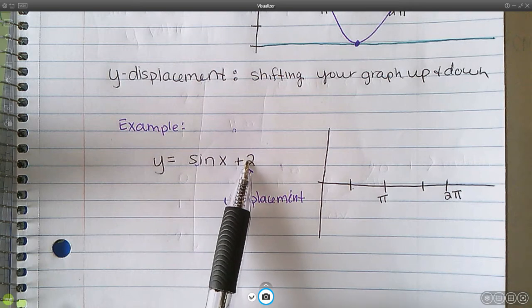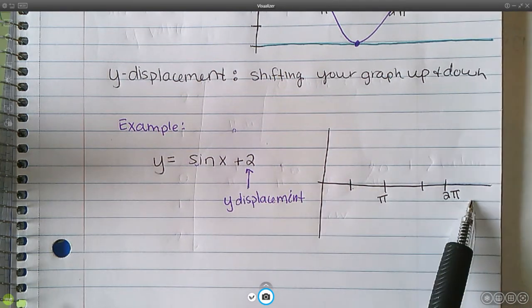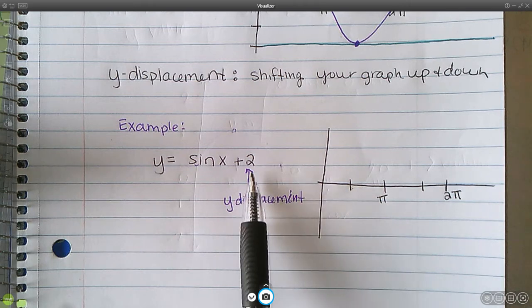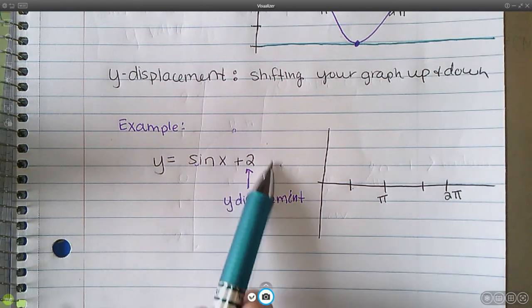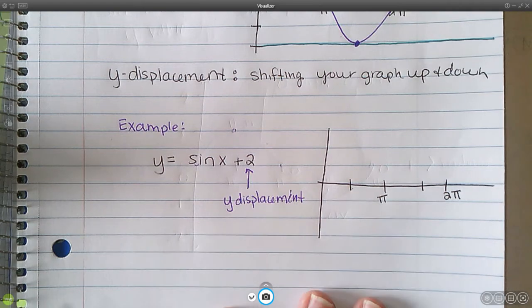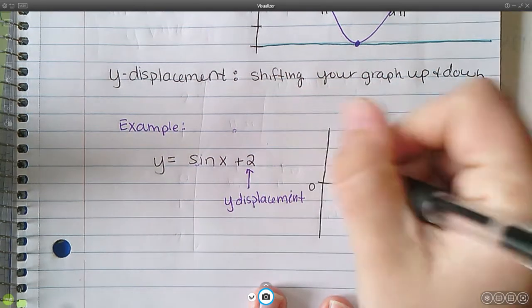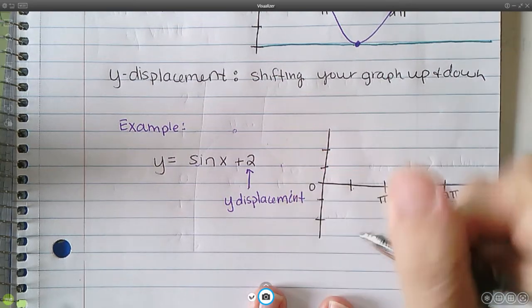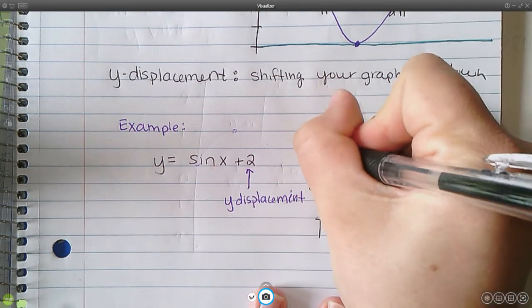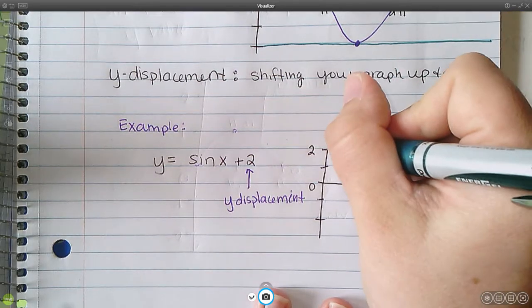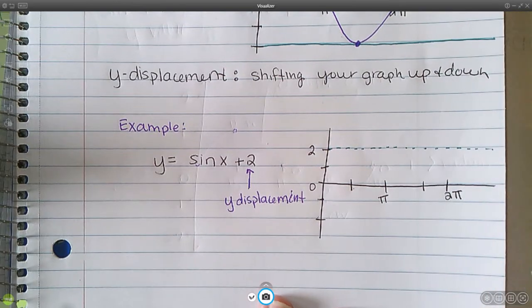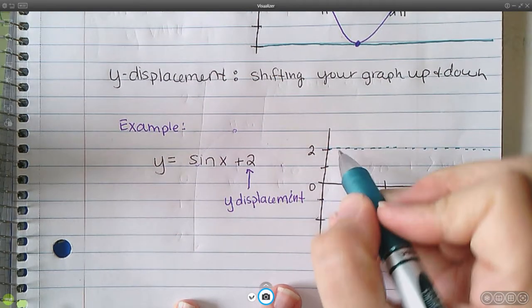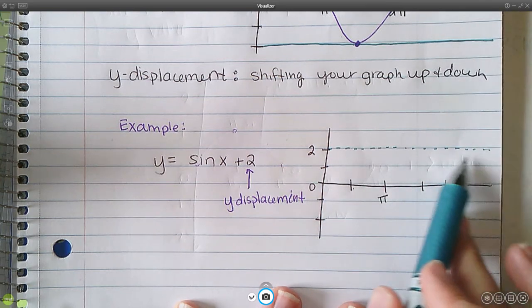Now instead of the x-axis being the middle of our graph, this is the middle of our graph. So I like to put in what I call a, quote, fake x-axis at wherever this is. Instead of it being at 0, it's now going to be at +2, so our graph is going to be shifted up. I'll put a dashed line, which is our fake x-axis. This is going to be our new O.